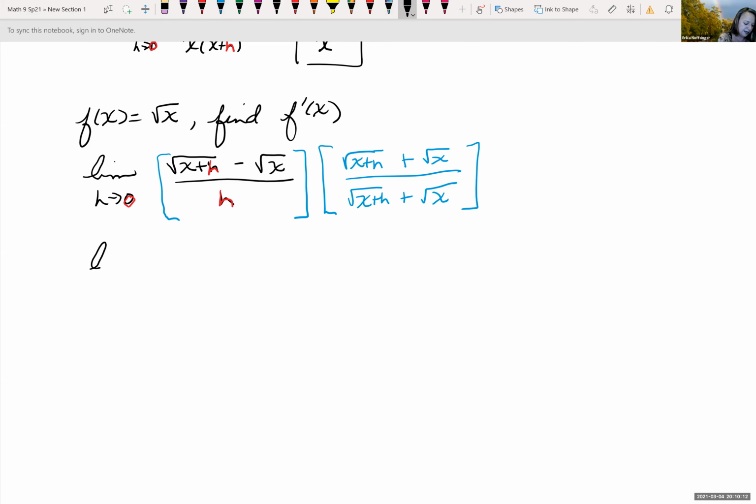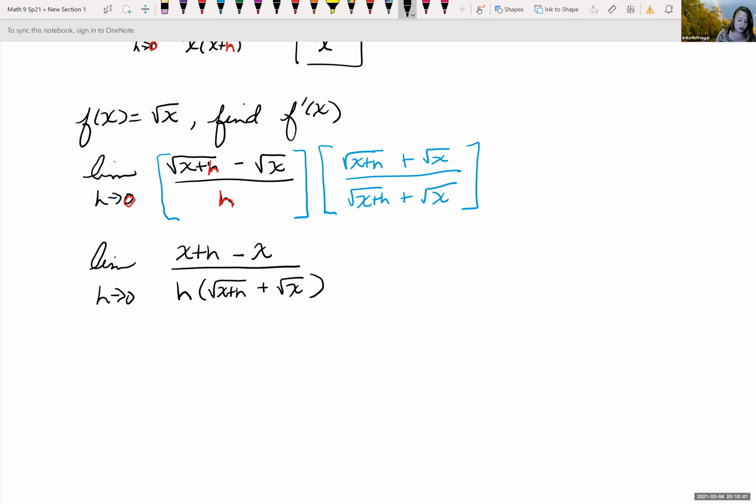So now I have the limit as h goes to 0. Difference of squares in the numerator. So if I square my square root of x plus h, that gives me x plus h, minus the square root of x quantity squared is x, all over my denominator. So h times parentheses square root of x plus h, and then plus the square root of x.